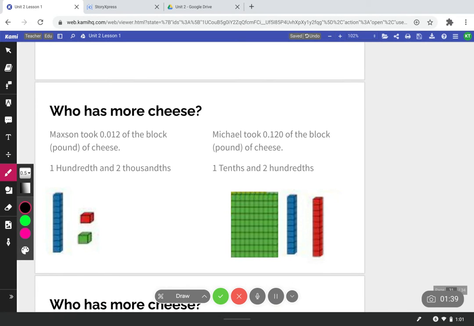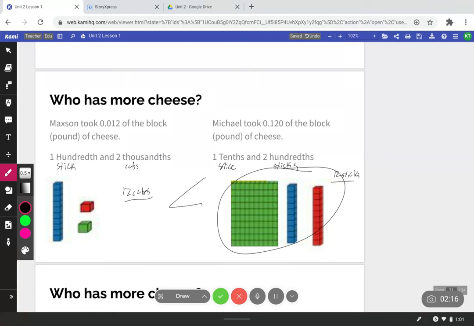So here is a visual of it. Michael took 1/10, so a slice, and 2 hundredths, 2 sticks, while Maxon took 1 stick and 2 cubes. Or Maxon could have done 12 cubes and Michael could have done 12 sticks. Either way, it is the same amount of cheese. But we can see that Michael has more.